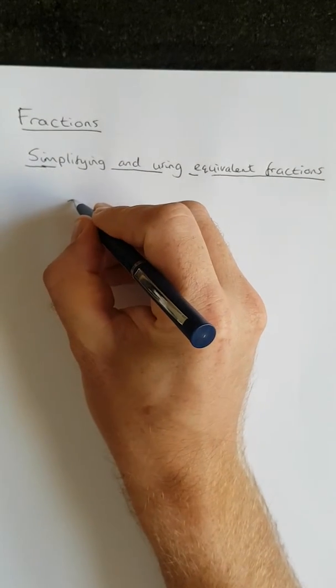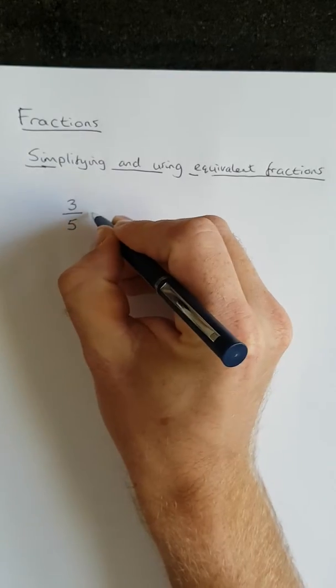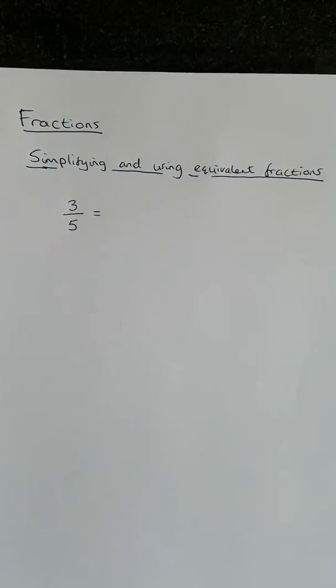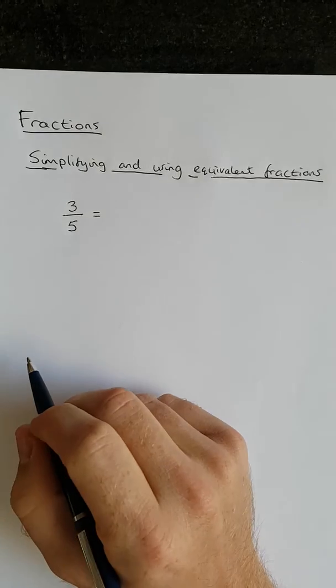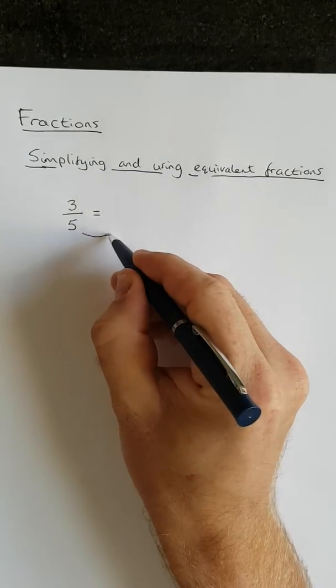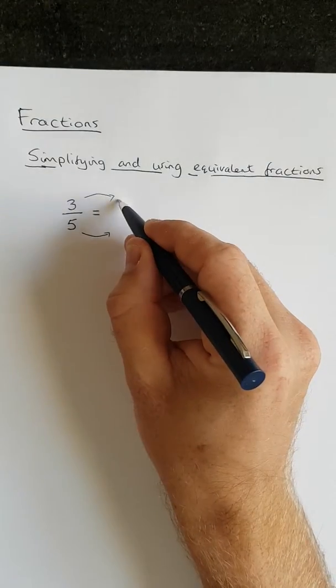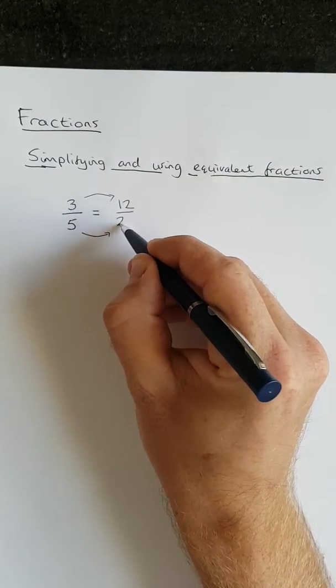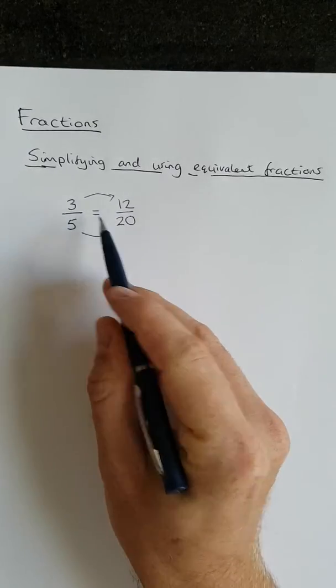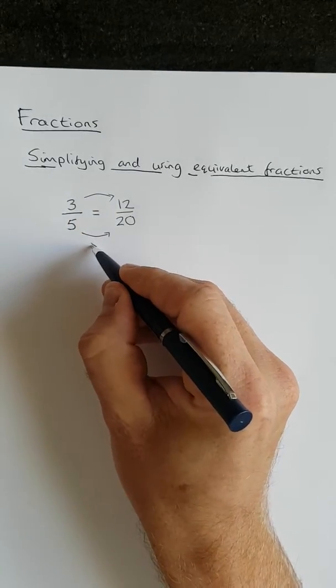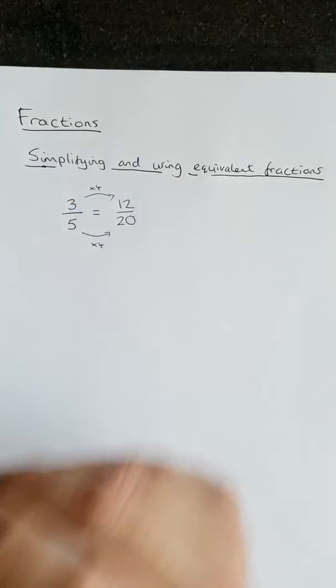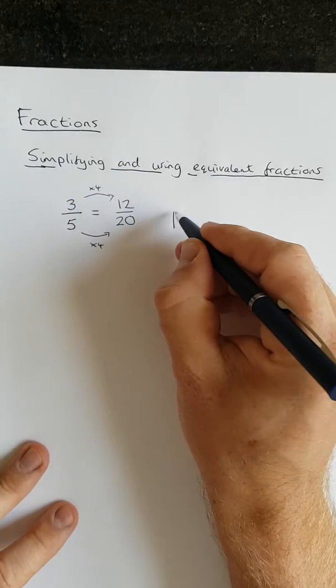Let's look now at how we can use our knowledge of equivalent fractions we gained previously. What we established in the last video is that we can generate another fraction which is equivalent to this by multiplying both parts by the same number. For example, multiplying both parts by, that's right, by 4. Let's just remind ourselves why.